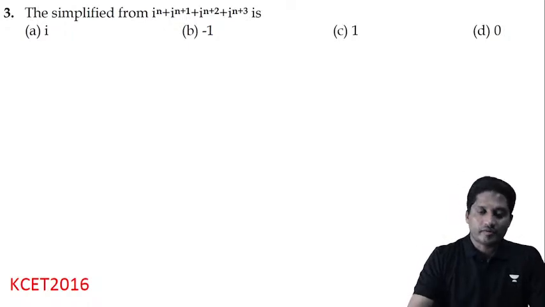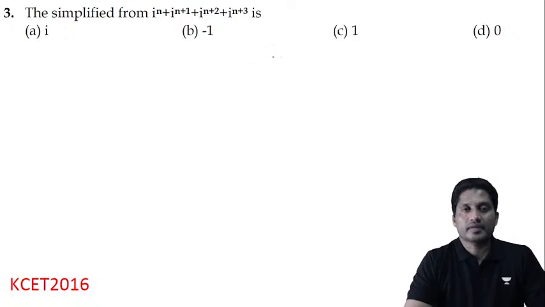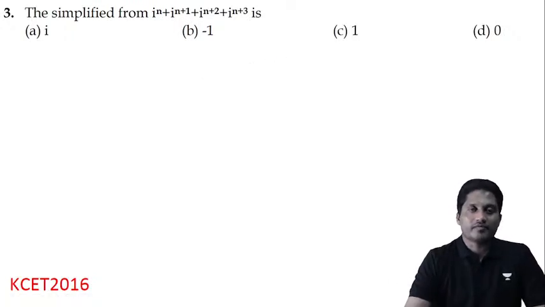What is the simplified form of i^n, i^(n+1), i^(n+2), i^(n+3)? See, actually, it's a standard result. Sum of 4 consecutive powers of i is always 0. We know that i square is minus 1, right?